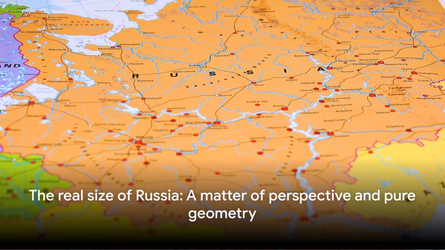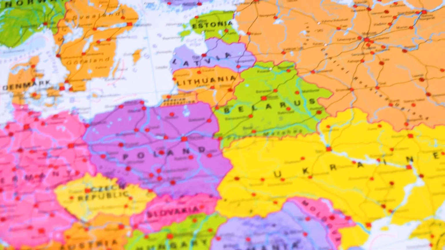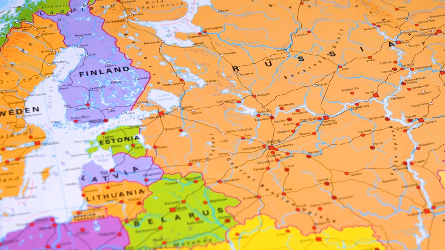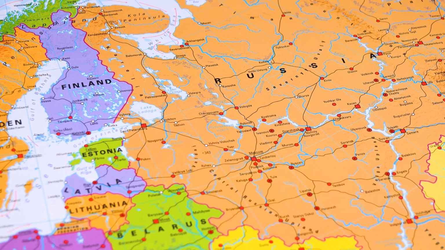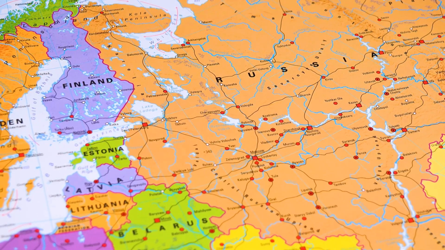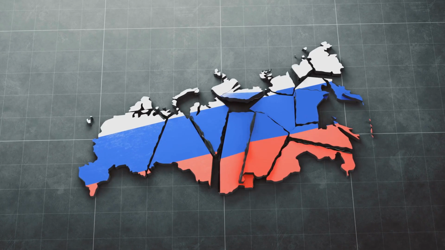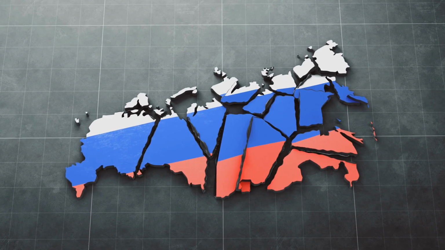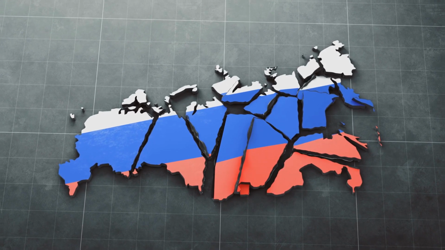It's not about one map being more accurate than another. Rather, they represent varying perspectives. They illustrate the cartographer's chosen priorities. Yet it's vital to understand the Mercator map's inherent distortions to avoid misinterpretation of countries' relative sizes. And remember this, the next time you look at a world map and marvel at the vast expanse of Russia, it's not as gigantic as it seems. It's all a matter of perspective and, of course, pure geometry.